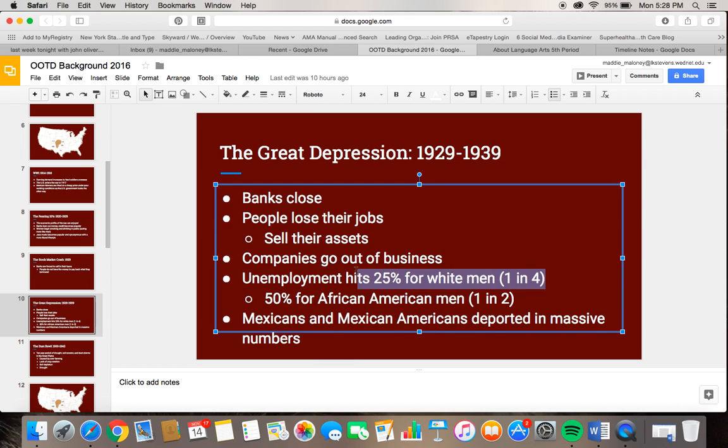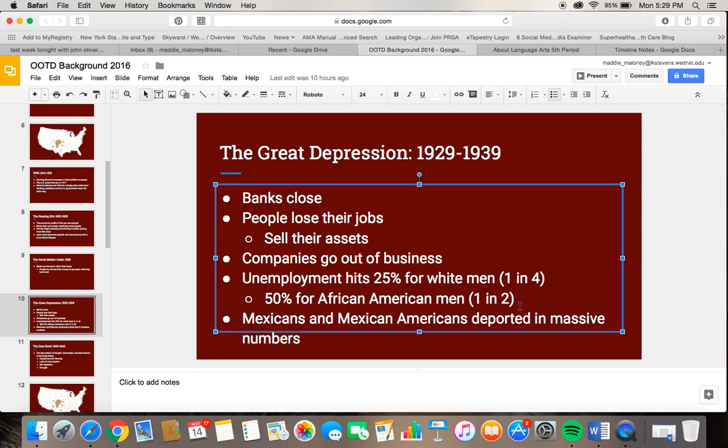And that is a struggle. It's not okay, right? But that's the number that typically gets talked about and thrown around. When 50% of African American men, 1 in 2, didn't have work, they were unemployed. So both of those are crappy, both of those suck, but just depending on who you were, it sucked at a different level.